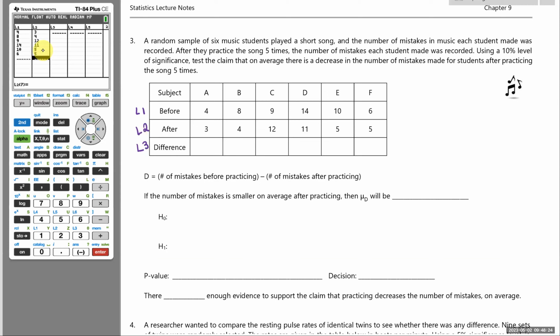So if you want to pause for a moment and get that data into L1 and L2, and then we will go to our L3 and enter the differences between those matched pairs. So each subject is a pair, and I'll record here the differences. So we could just do 4 minus 3 ourselves, of course, but we're just taking advantage of the calculator here. So just jotting down those differences.